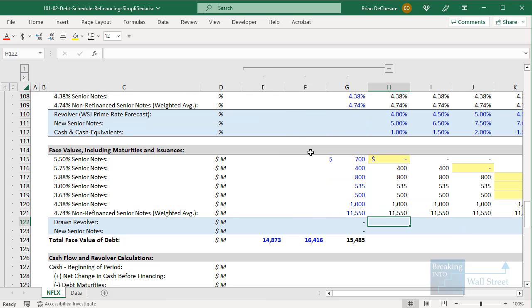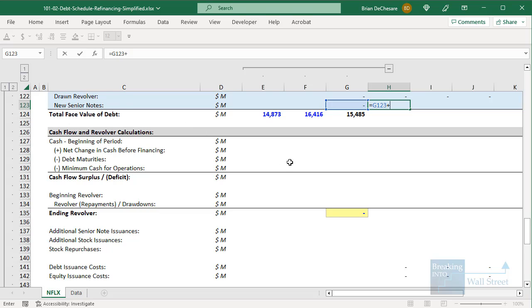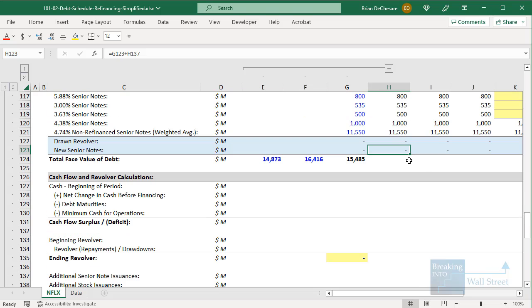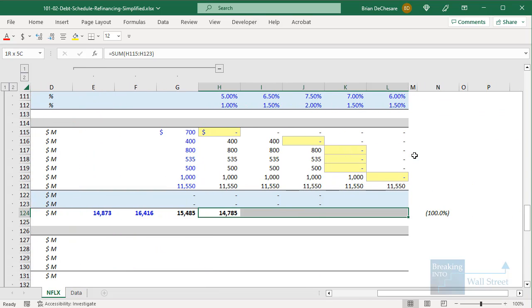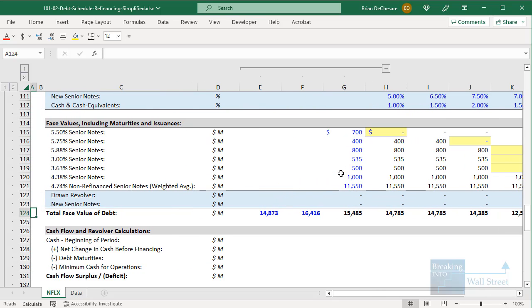For the revolver here, initially this is 0, the new senior notes are 0. Let's link to the old number, and then let's go down and link to the revolver repayments and drawdowns, very similar to what you saw in the LBO model. And then for the new senior notes, let's link to the old number and then link to the additional senior note issuances right here in cell H137. So we have that. And then we can add this up and copy this across. And so that is in place. And let's also finish copying across all these other formulas here. It seems like it didn't copy across correctly the first time, so I just fixed that now.